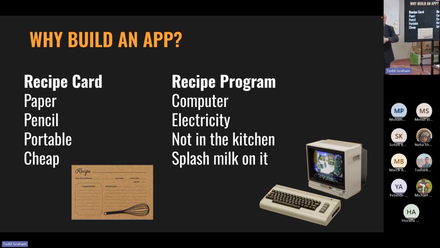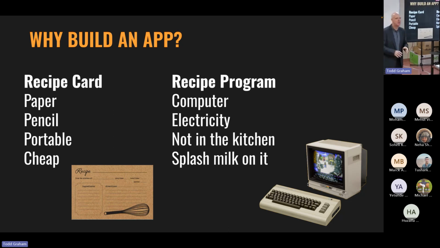Why build an app? Okay, so here's two comparisons. A recipe card is the old technology. What do you need for it? You need paper, a pencil, it's portable, it's cheap. Okay, you can put a recipe card. A recipe program, when they first started coming out with computers, I got a little picture here of the Commodore 64. That was like a common computer in the early 80s.